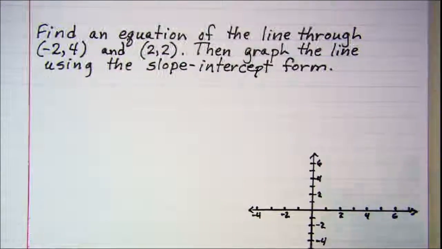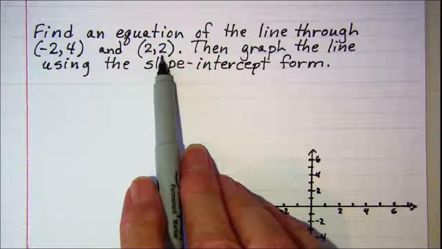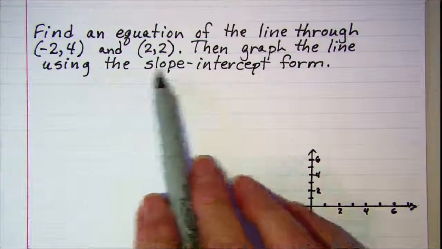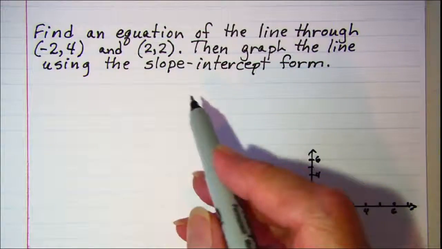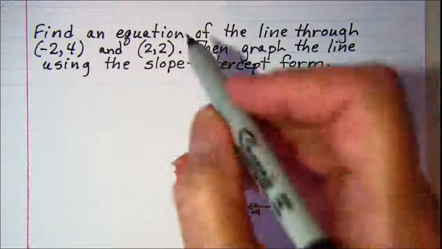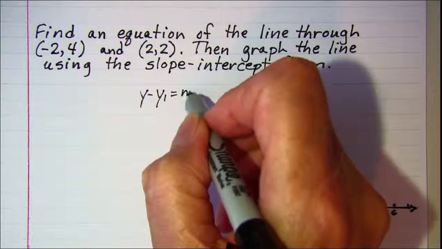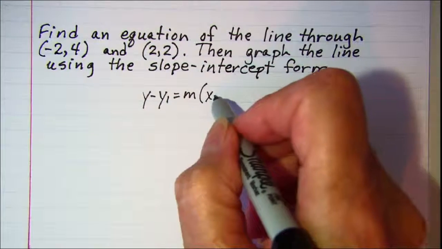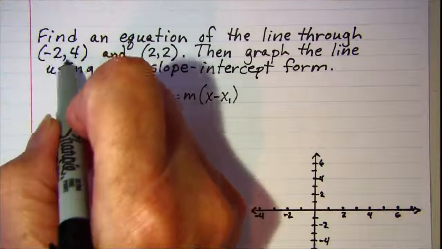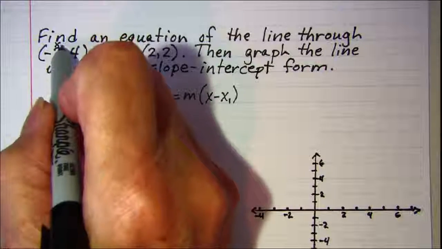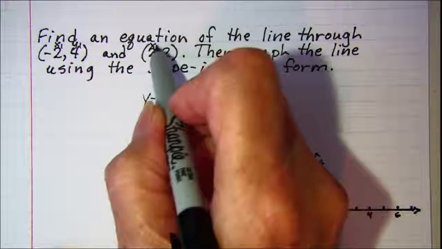My next problem is to find an equation of the line through negative 2, 4 and 2, 2, then graph the line using the slope-intercept form. Now I'm going to use point slope to get my equation. So I'm going to use y minus y1 equals m times the quantity x minus x1. And then let me label these points. We'll call this one x1, y1. And we'll call this one x2, y2.